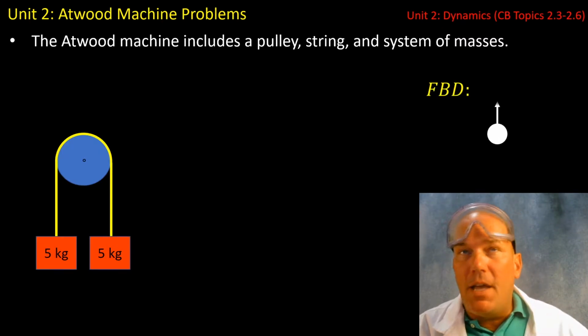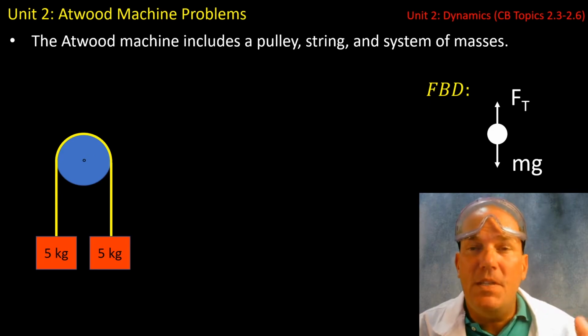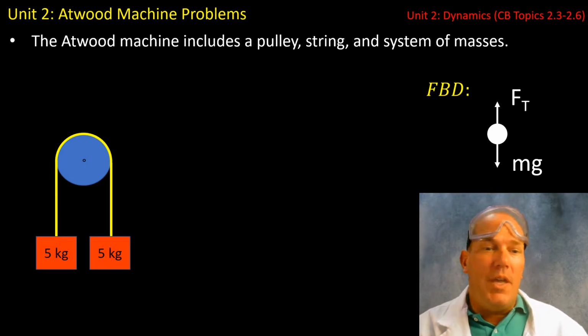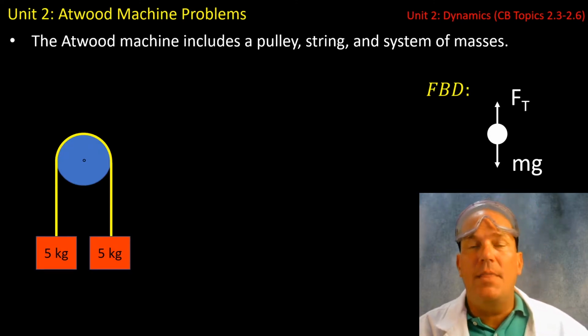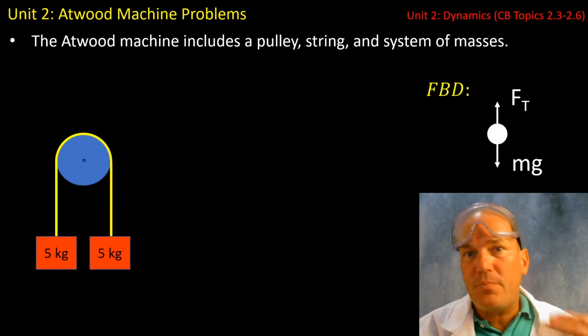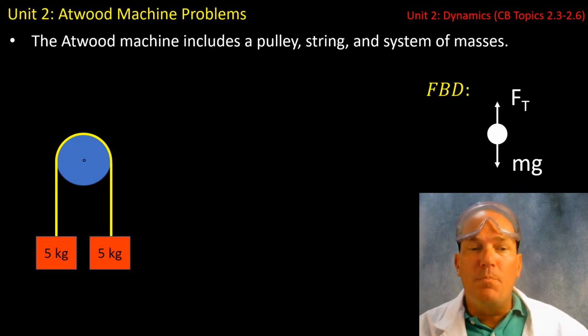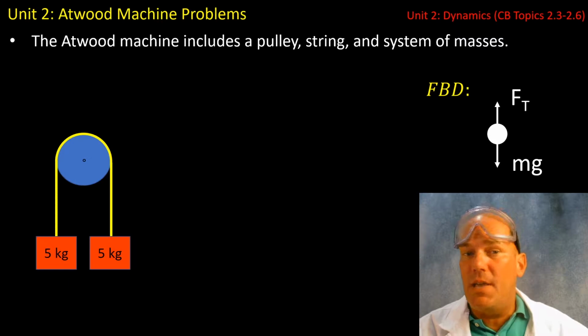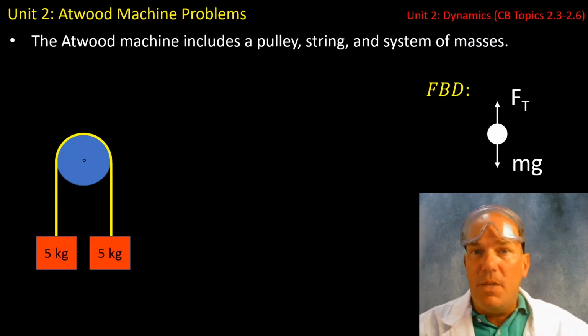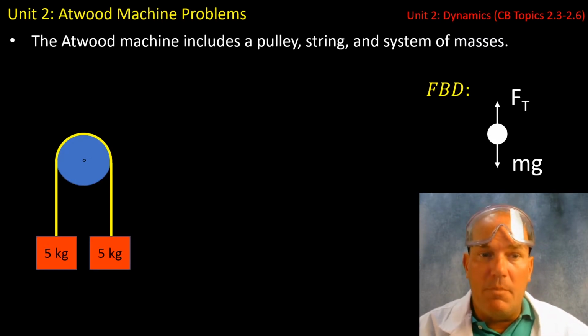A free body diagram for this scenario shows that we have the upward force of tension and the downward force of gravity, and this free body diagram is representative for both of the hanging masses as they both are the same mass. So this system is in equilibrium. It is not moving currently.